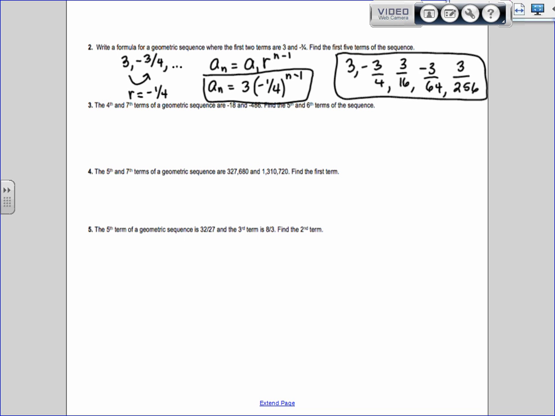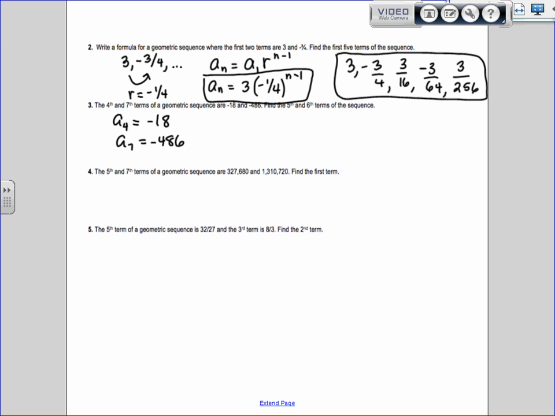Okay, but you don't always have the first term. That's nice when you do, because it's pretty easy to write those first 5 terms when you are given the first term. Sometimes you have, like in this case, the fourth and the 7th terms. So the fourth term is -18. And the 7th term is -486.